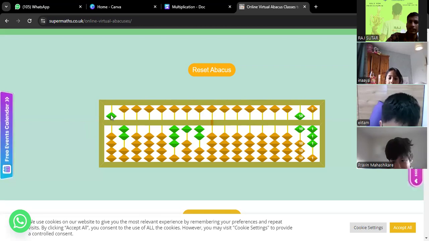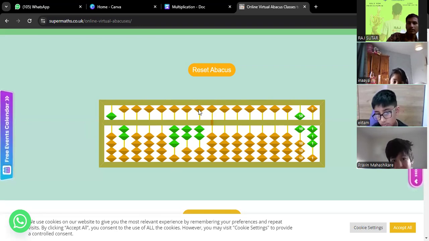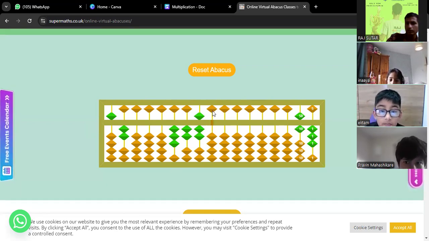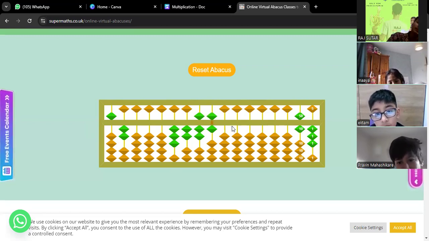So 3 multiplied by 5 is 15. But this 15 I will write in the third rod because I am multiplying by the ones place number. Getting it? So I will not write the 15 from the fourth rod. From the third rod I will start writing the answer. So 5 threes are 15 here and 3 twos are 6. So 0 on this rod and 6 on this rod. Getting it, Inaya? Yeah. So answer is 3276. Got it?